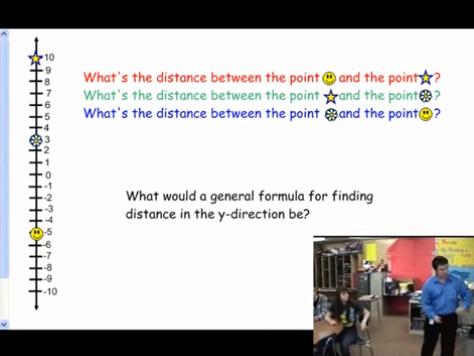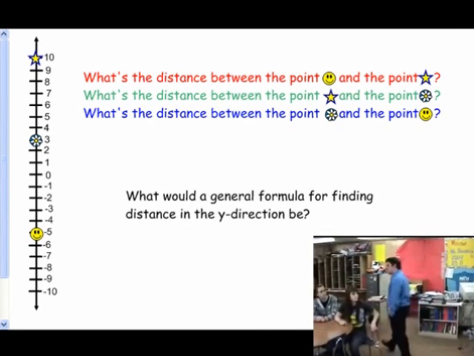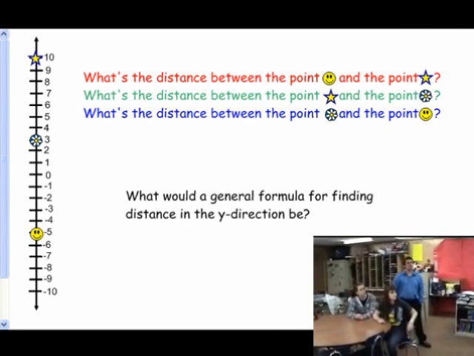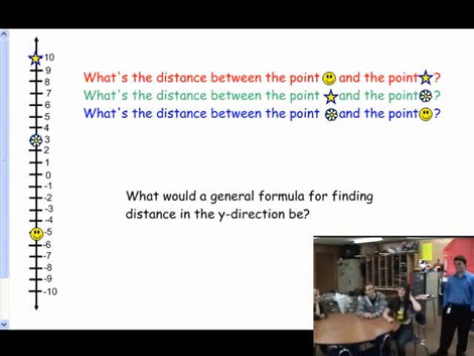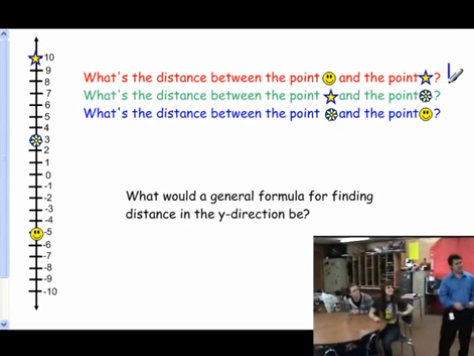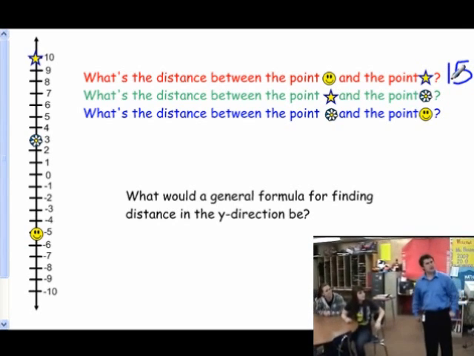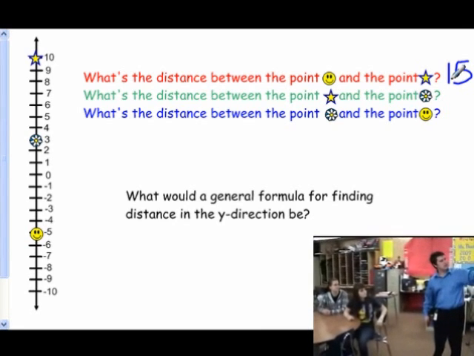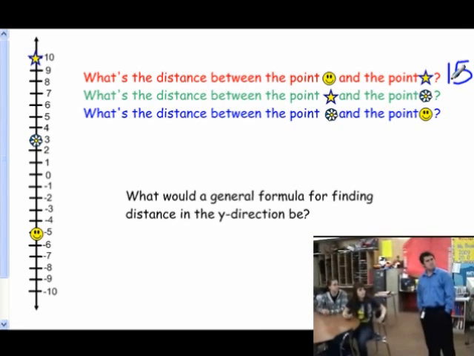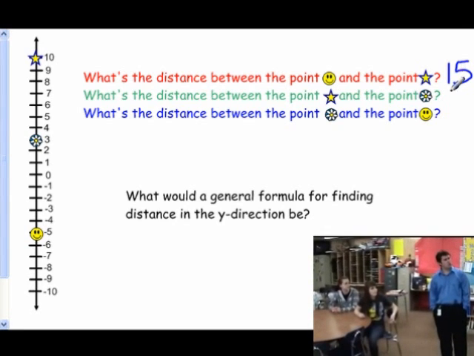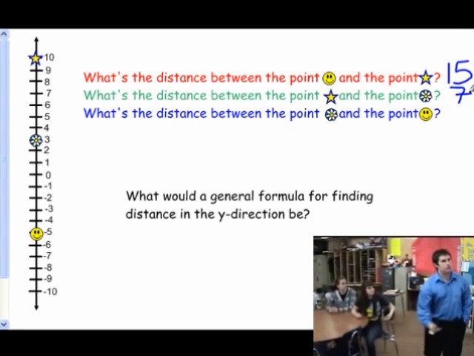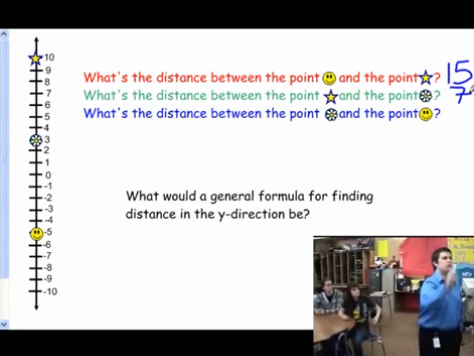Let's look at the next slide here. What if we go up and down? Y. Okay, it's the y direction. Alright, we got that. That's good. How about the distance from the smiley face to the star? Would it be the same kind of concept? Same kind of concept, okay, just a different direction. So what do we got, 15 you said? Okay, let's do 15 there.